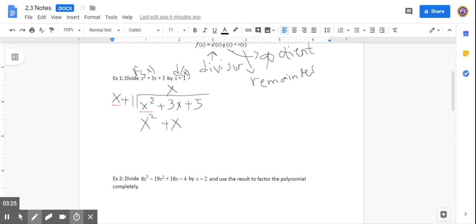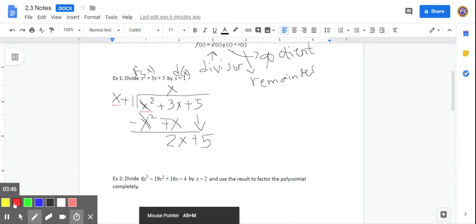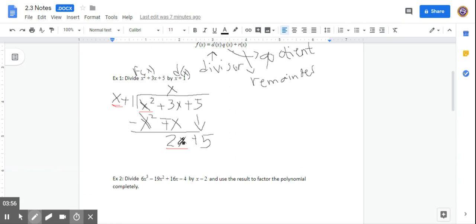And then following regular division rules, we subtract. And so not only am I subtracting x squared, I'm also subtracting x. So these cancel, which is the point. And then 3x minus x, I'm left with 2x. And we can bring down the plus 5. So now I'm going to compare x and 2x. And I think to myself, x times what gives me 2x? X times 2. So positive 2 goes on top.